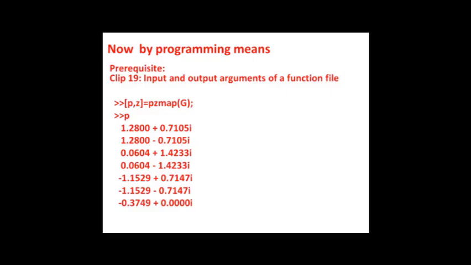And the viewer needs to provide two variables. Here we provided P and Z. You can choose any variable you like. So go to MATLAB command prompt, write P and Z as output argument, and then call PG map over the transfer function G. After execution, in the next command line, your poles and zeros will be available.